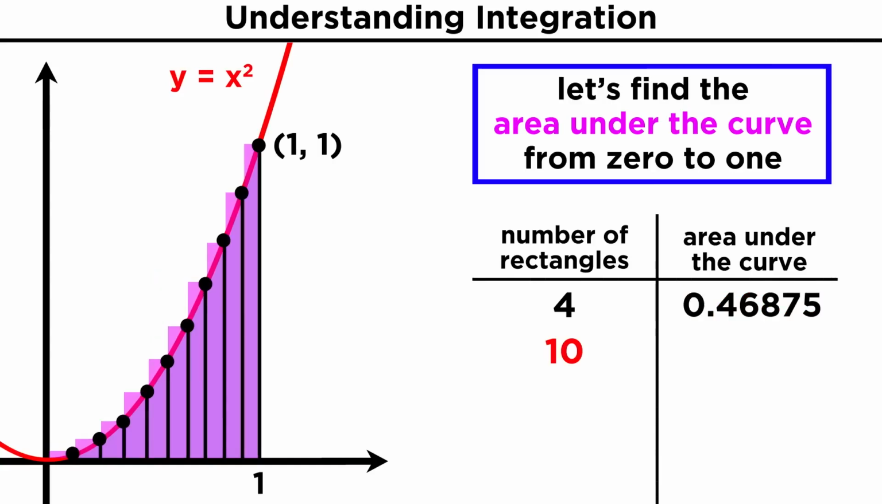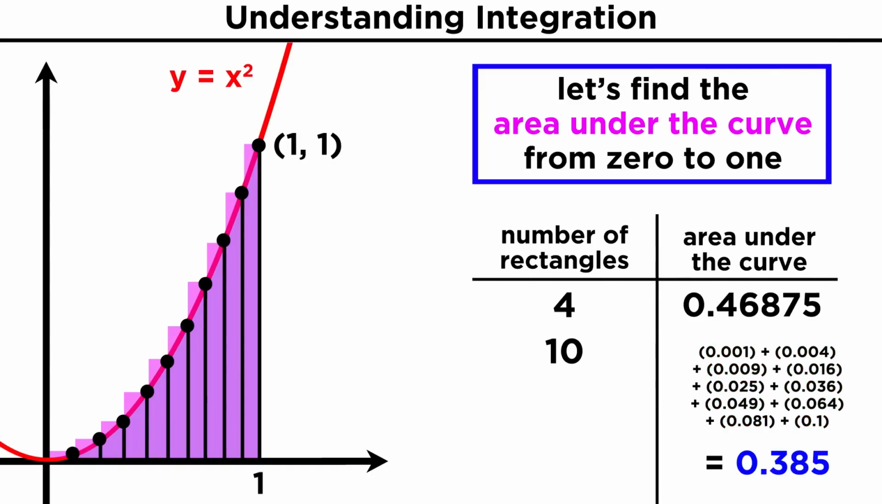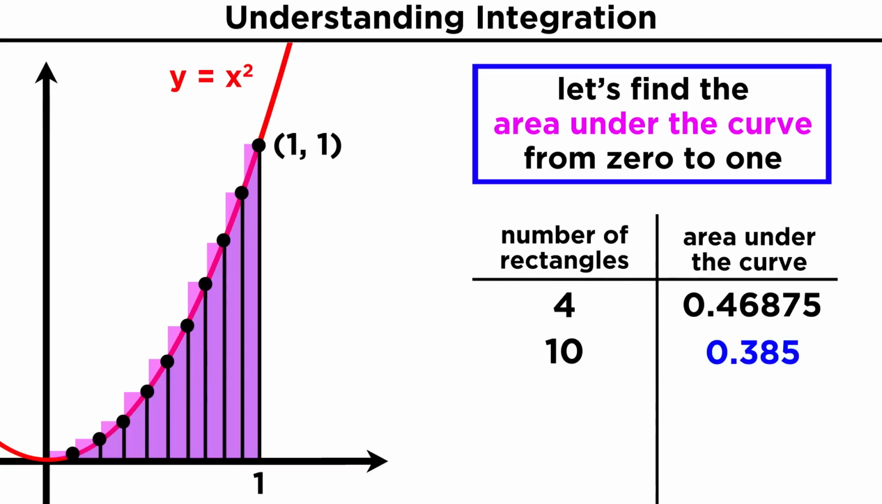But now let's use 10 rectangles and see what that gives us. These rectangles will all have a base of 1/10, as well as the following heights, and therefore these corresponding areas. Again, we simply add up the areas and we get 0.385. This looks like it is much closer to the area we are looking for because the rectangles don't stick out past the curve as much as before.